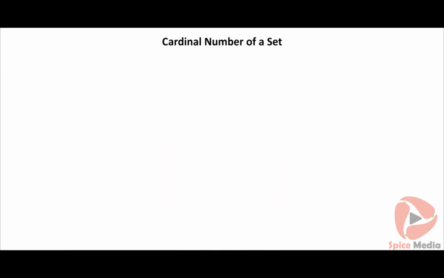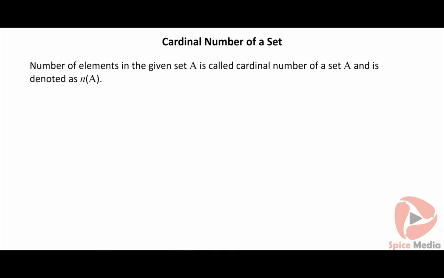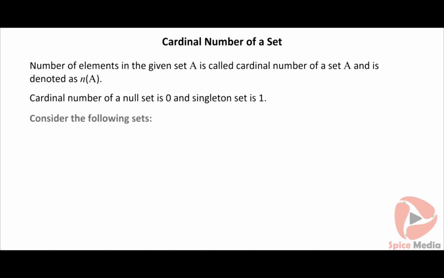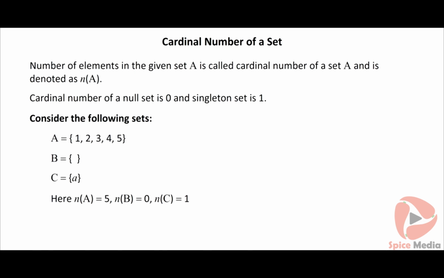Cardinal number of a set. Number of elements in the given set A is called cardinal number of a set A and is denoted as n(A). Cardinal number of a null set is 0 and singleton set is 1. Consider the following sets. A is equal to {1, 2, 3, 4, 5}. B is equal to null set. C is equal to {A}. Here, n(A) is equal to 5. n(B) is equal to 0. n(C) is equal to 1.